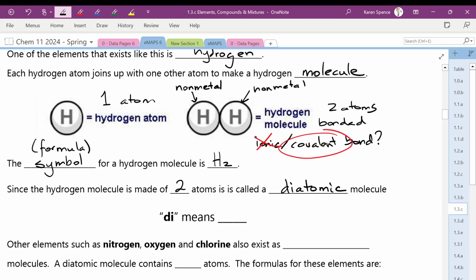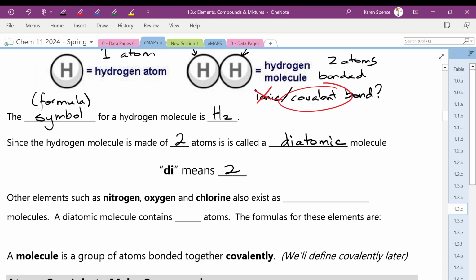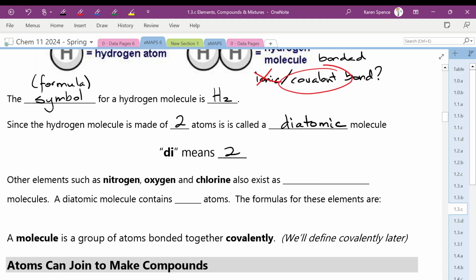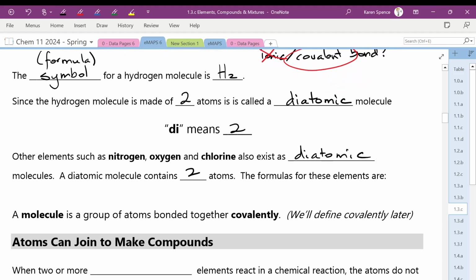Molecule, di means two. Other elements such as nitrogen, oxygen, chlorine also exist as diatomic molecules. A diatomic molecule contains two atoms. So see if you can list the 7 diatomic elements with their correct formulas.